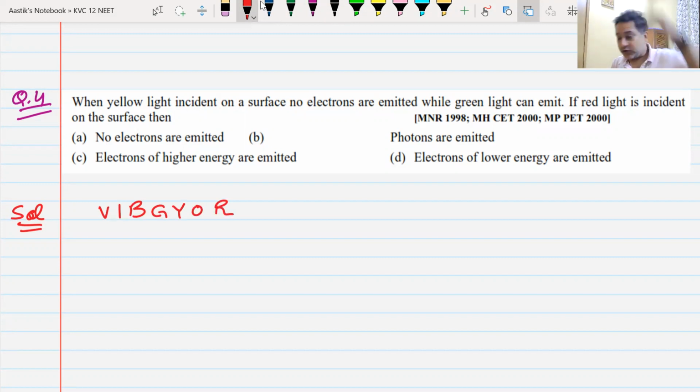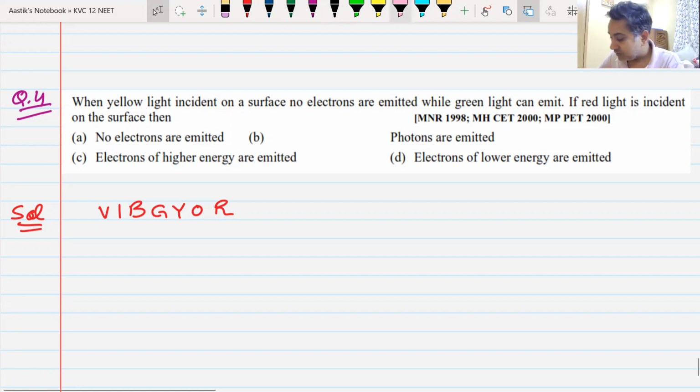Now remember this. Who has got the lowest frequency? Now, who has got the lowest wavelength? Shortest wavelength, my dear friends. Which light has got the shortest wavelength? Which one, beta? Violet, sir. Violet. Well done.